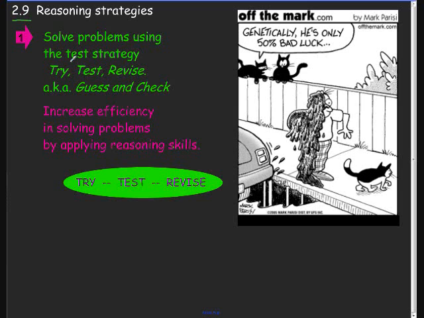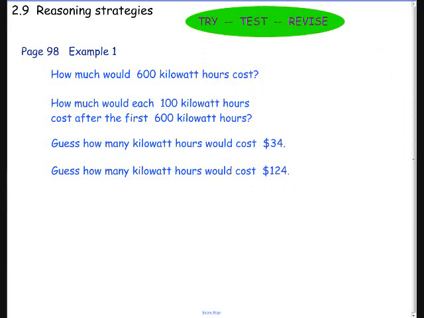Solve problems using a test strategy. We often refer to this as guess and check. It's a low quality way of testing things. However, in the case of taking your PSAT or SAT or anything else where you want to quickly come up with an answer, this might prove to be a very valuable kind of reasoning strategy. There's an example in your book. You can pause right now and take a look at it if you would like to.